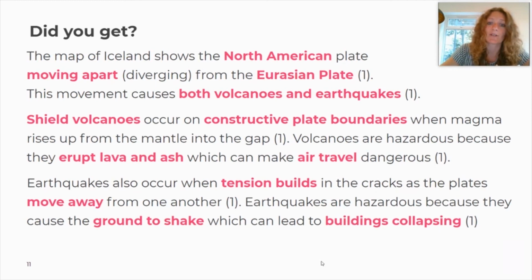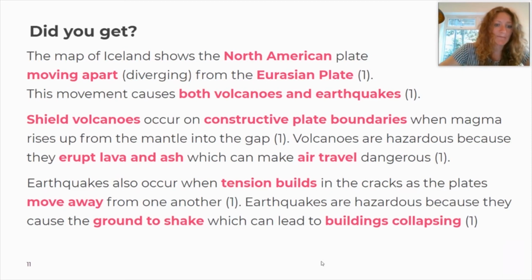Now remember, it was a sneaky question because it was a plural. It was asking you for 2 hazards. Now, here I am showing off some more geographical knowledge. So, shield volcanoes occur on constructive plate boundaries when magma rises up from the mantle into the gap. Volcanoes are hazardous because they erupt lava and ash, which can make air travel dangerous. So you can see the first part of that answer, I'm talking about why a constructive plate boundary is a hazard, as in it has shield volcanoes. And then the second part of my answer is when I link it to the fact that this is hazardous to humans because it makes air travel dangerous.